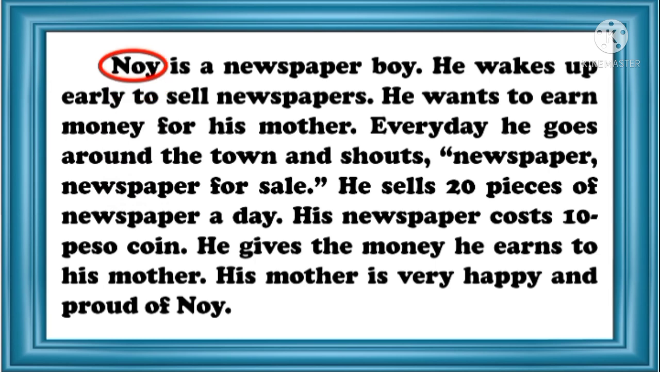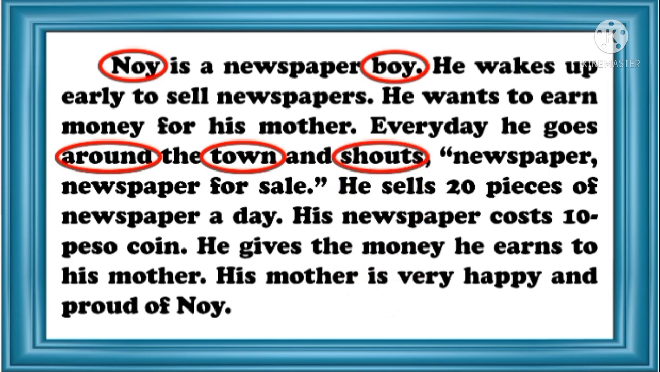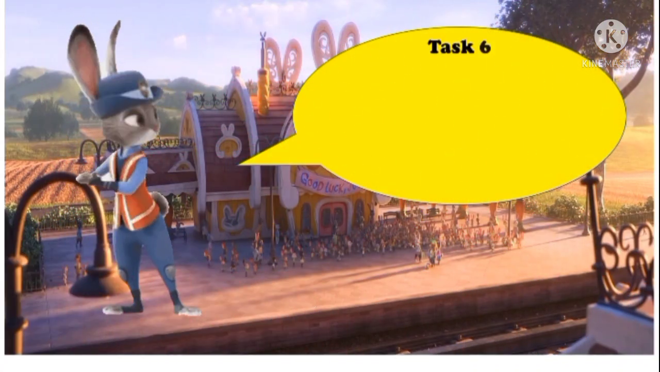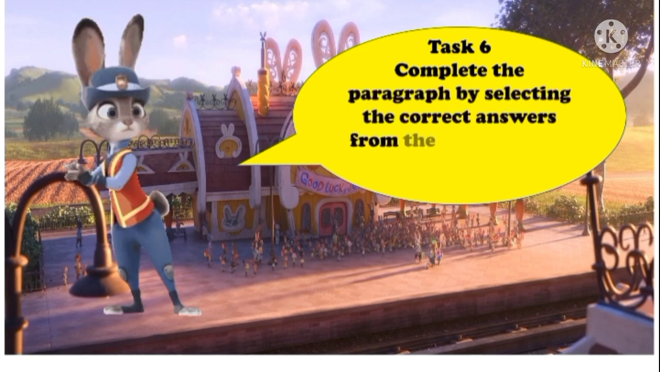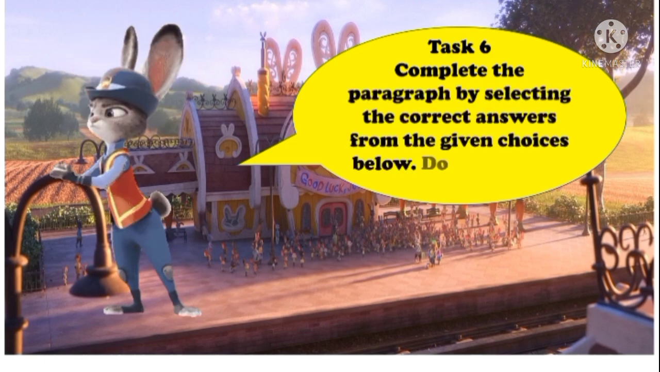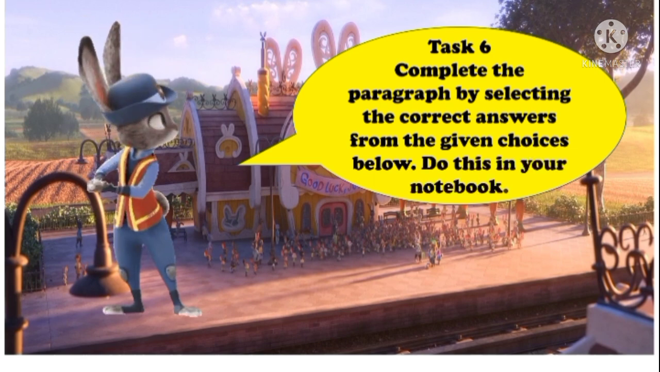The words with vowel diphthongs are Noy, boy, around, town, shouts, coin, proud. For Task 6, complete the paragraph by selecting the correct answers from the given choices. Do this in your notebook.